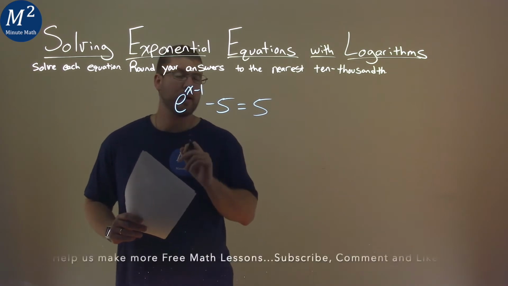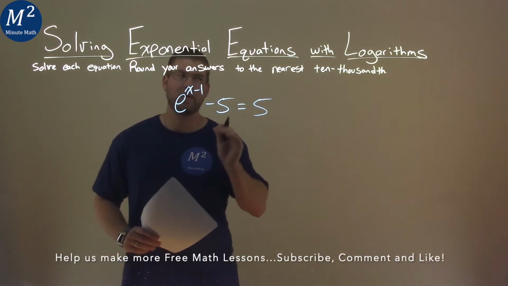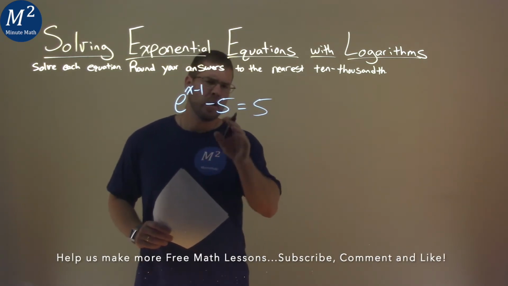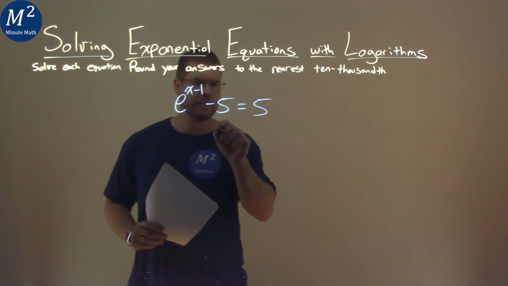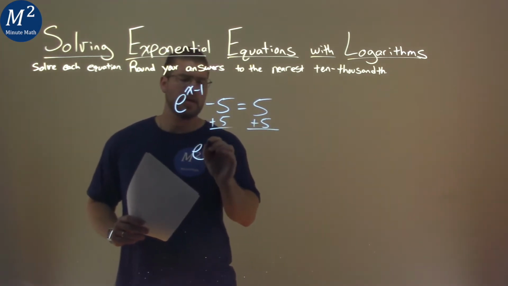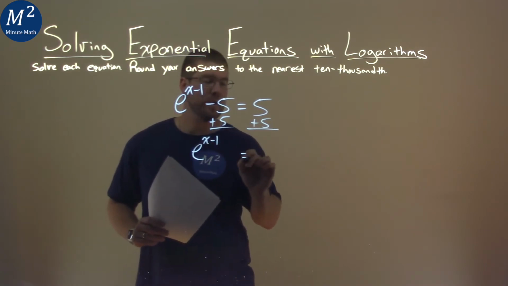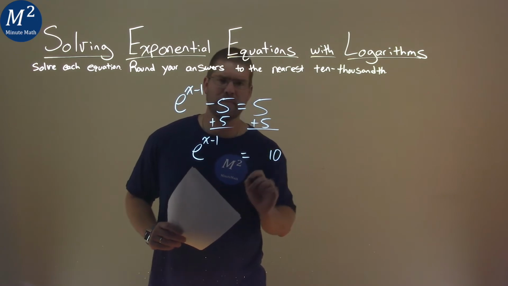e to the x minus 1 power minus 5 is equal to 5, and we have to solve this equation. Well, first thing, I'm going to add a 5 to both sides. Let's try to get e to the x minus 1 by itself. So I add a 5, pretty simple, to both sides here. And I'm left with e to the x minus 1, and that's going to be equal to 5 plus 5, which is 10. You should get that.